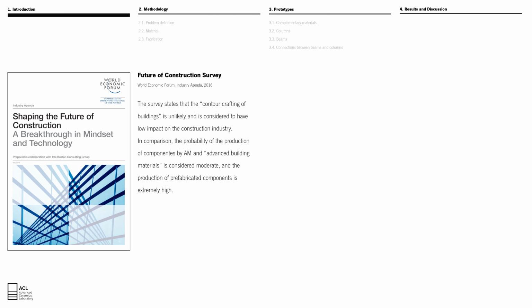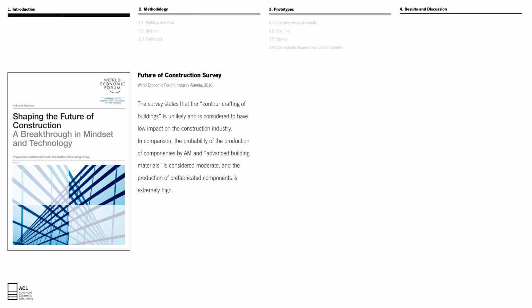A World Economic Forum survey from 2016 related to the future of construction states that the contour crafting of buildings is unlikely to happen. By opposition, the probability of the production of components by AM and advanced building materials is considered moderate. Finally, the production of prefabricated components is considered extremely high.